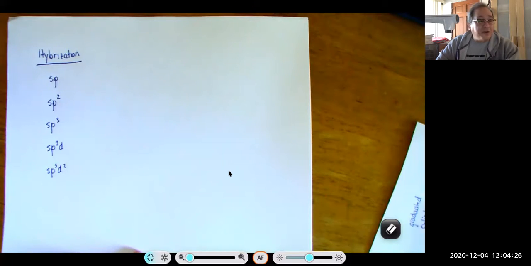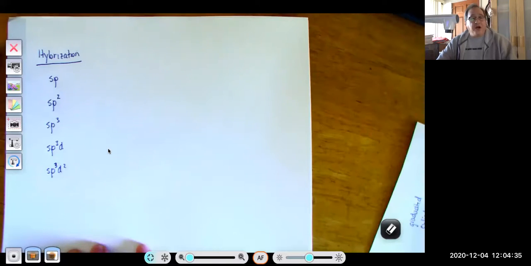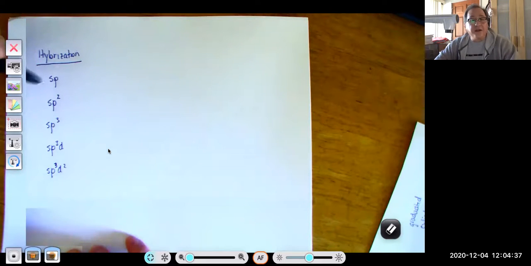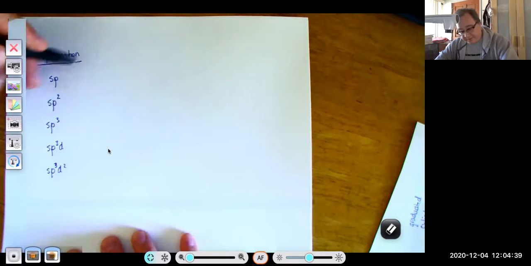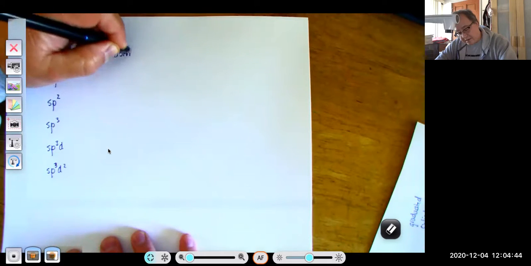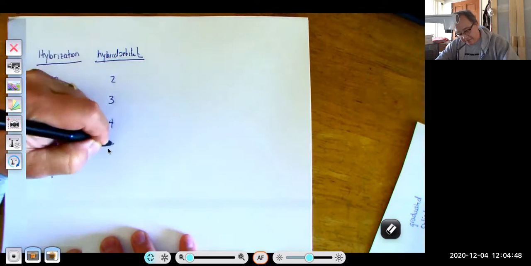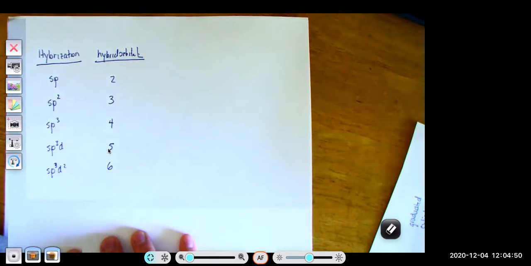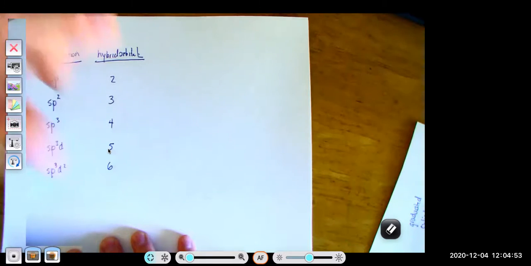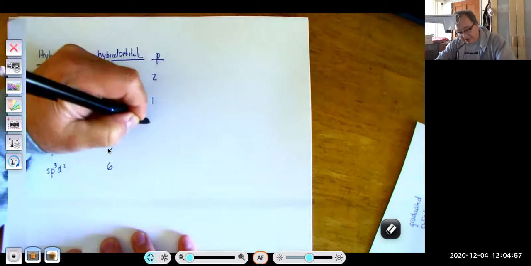I just hit the autofocus, so if things looked a little weird for a second, it's because of that. Okay, let me go back to the questions. The number of hybrid orbitals: two, three, four, five, six. The number of unhybridized p's: 2, 1, 0, 0, 0.